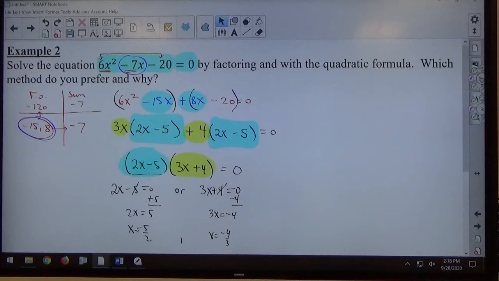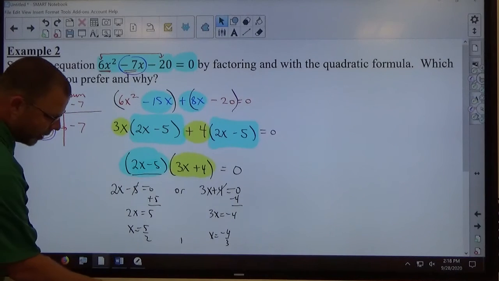Just a little algebra. Just do a little algebra there and you get x equals 5 halves and negative 4 thirds.